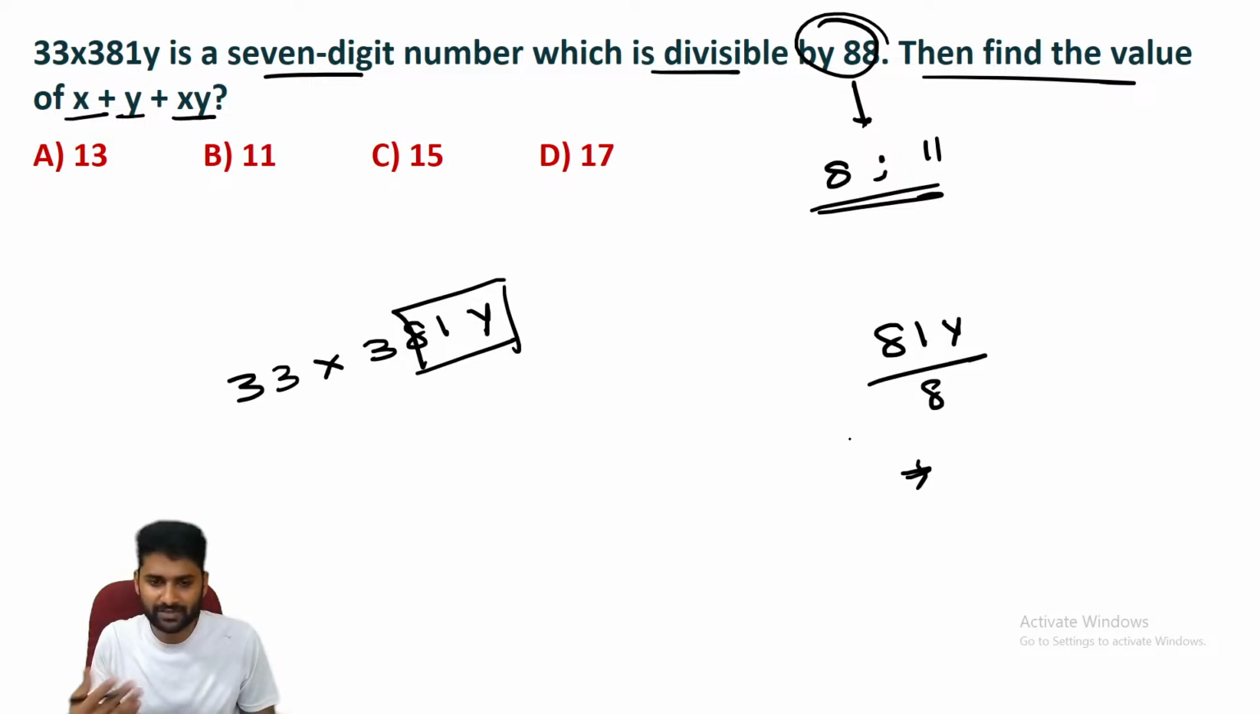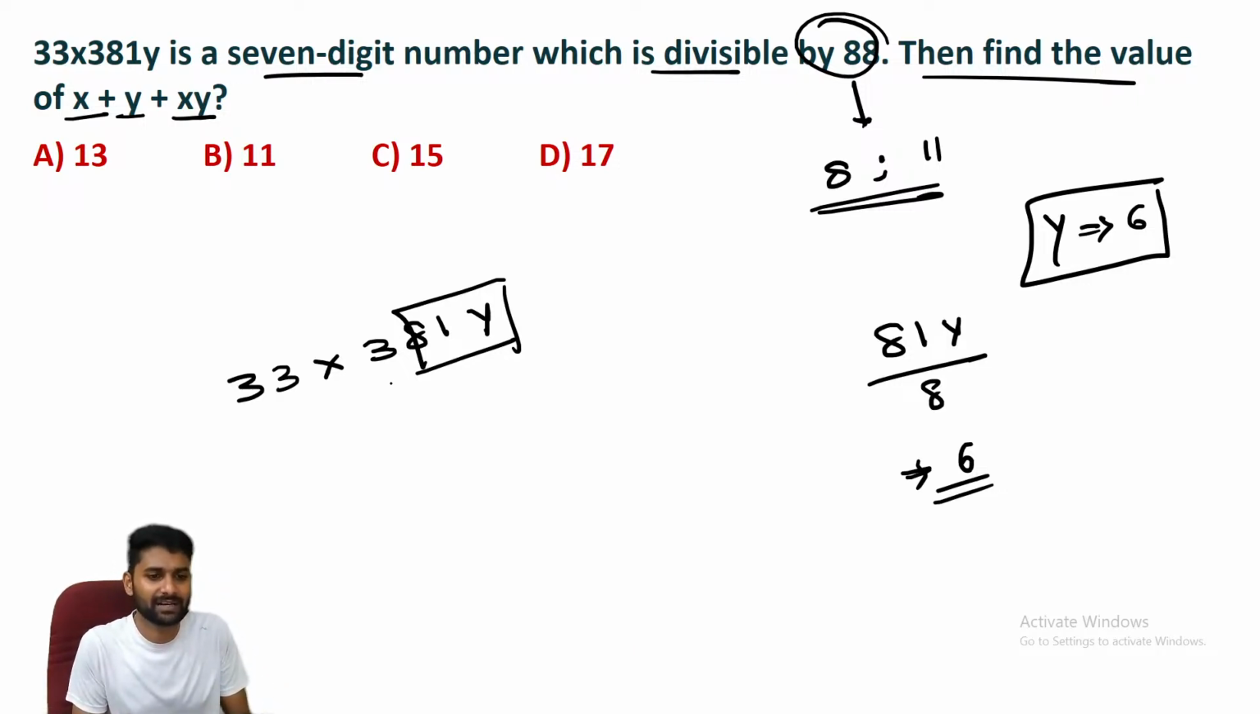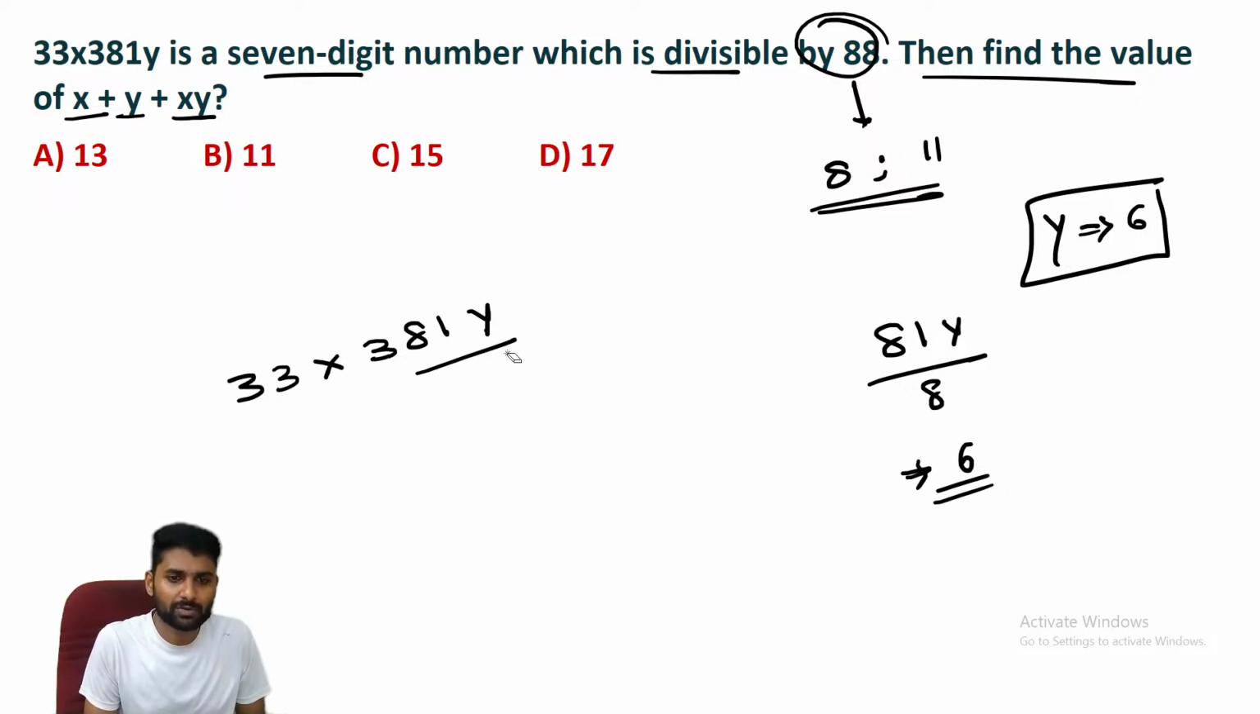Now, y should be replaced with which number? 81y must be exactly divisible by 8. You can say that it is exactly 6. So the first value you get is y equal to 6, because 816 is exactly divisible by 8.